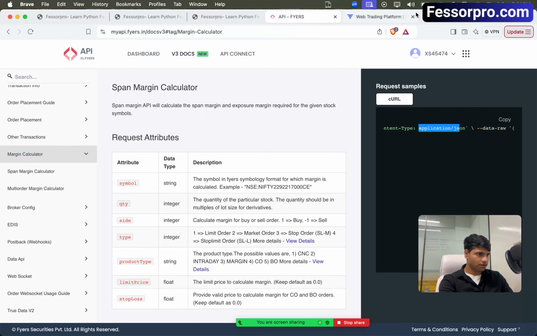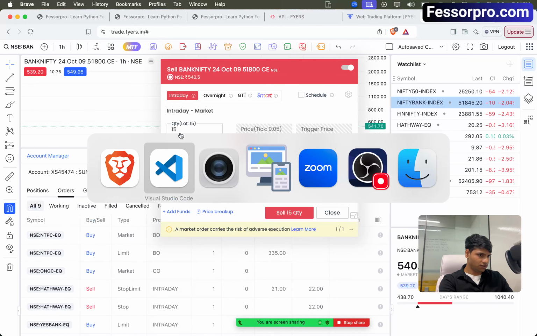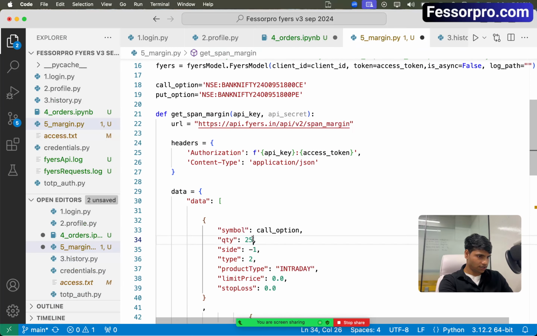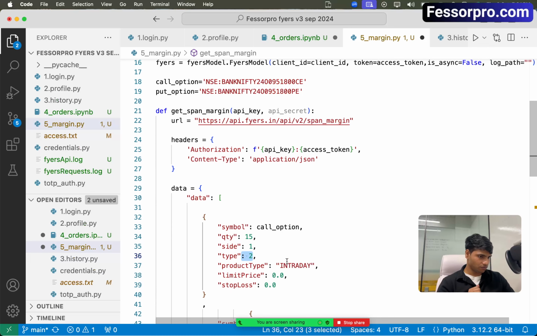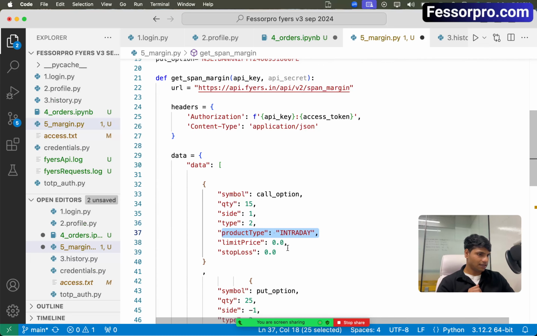What should be the quantity of Bank Nifty? See here, the minimum quantity is 15. So I need to change this. Quantity I want 15. Now let's say I want to buy, so I'll keep it 1. I'll show you for sell. This needs to be changed to -1. If you want to buy, you'll write 1. Order type is market. Let's say I want to place a market order. So type is 2. Then it is intraday. Then these two you don't have to specify.